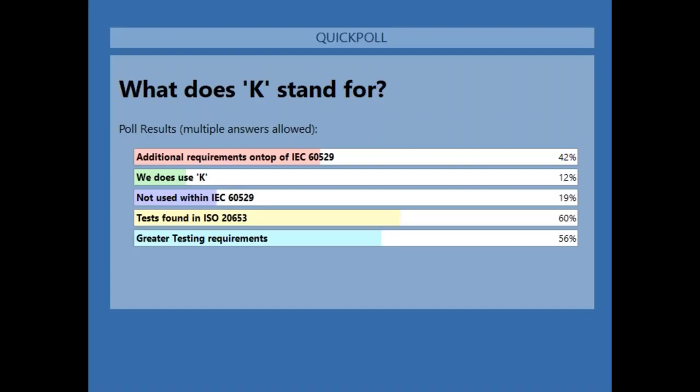Now, there's multiple answers to this. The correct answers are 1, 3, 4, and 5. It is an additional requirement on top of 60529, but it's found in ISO 20653. It's not used within 60529, and it has greater testing requirements.